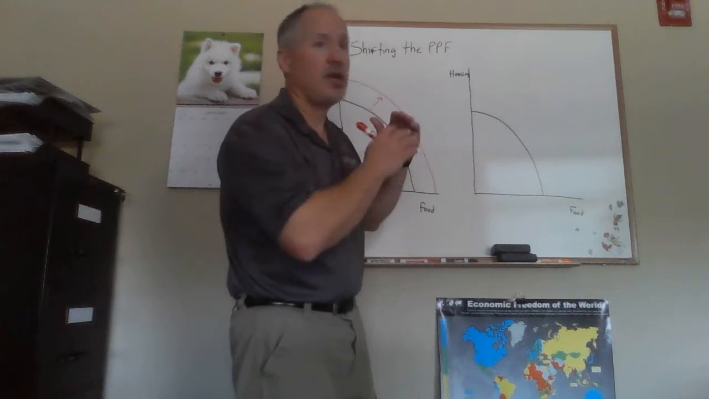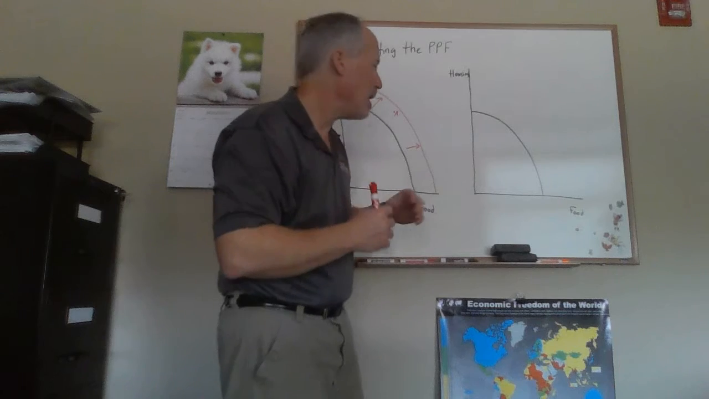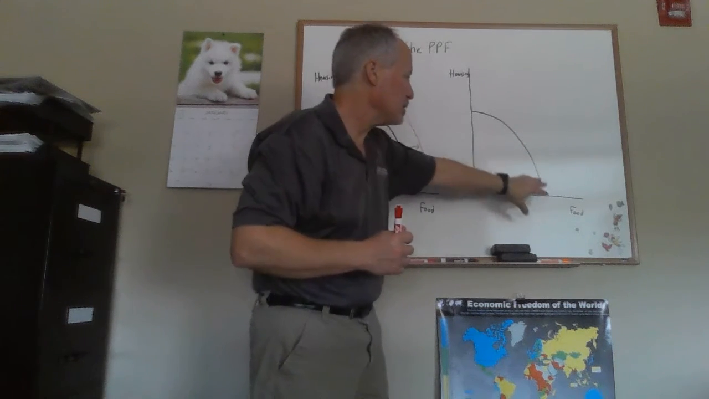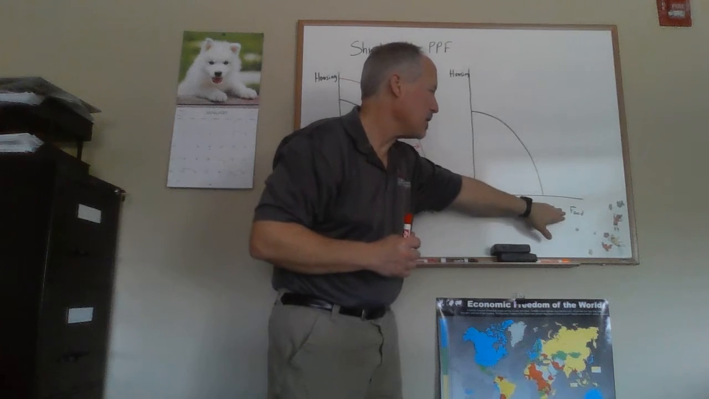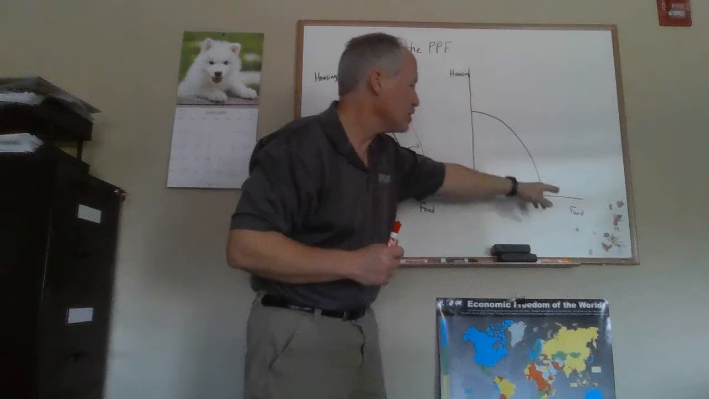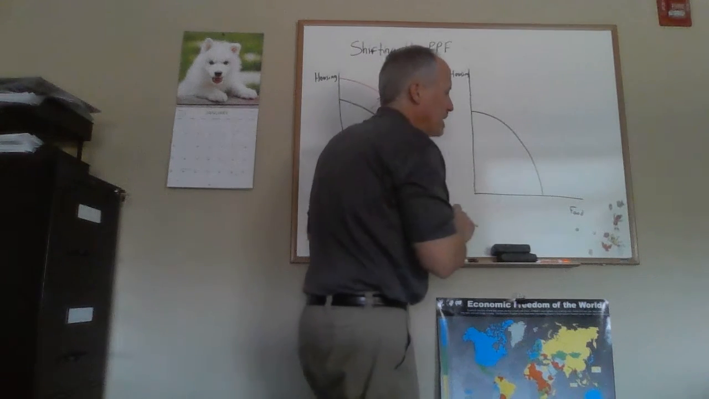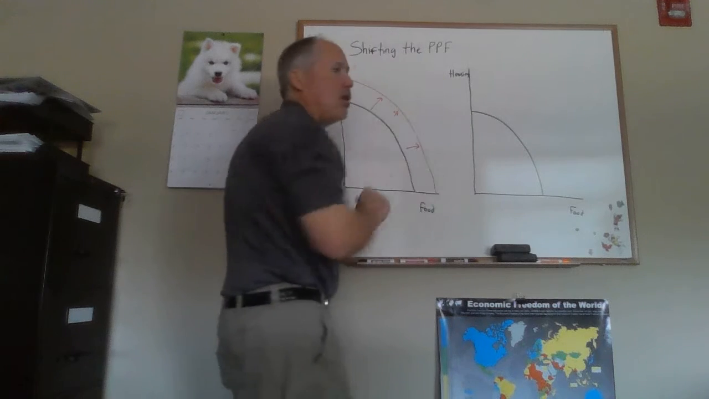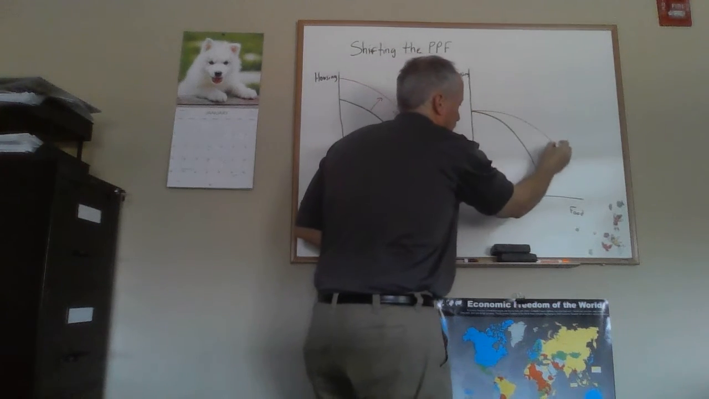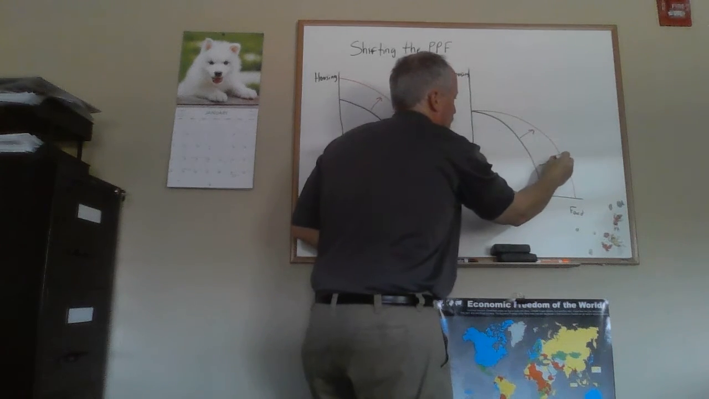So we want to think that improved technology is going to shift the PPF out. But if it's sector-specific technology, something that affects the production of food but not housing, it's only going to shift the production possibilities frontier out along the x-axis, along the food axis, not along the housing axis. So that would give us something like this in terms of our improvement, shifting out in this way.